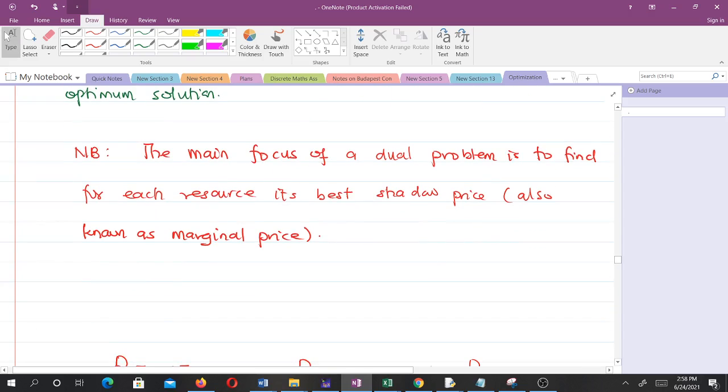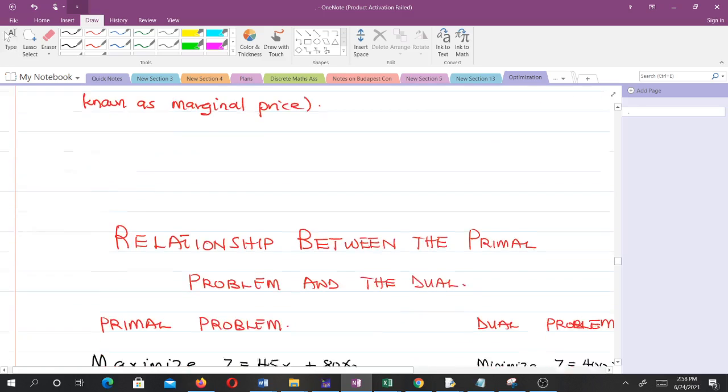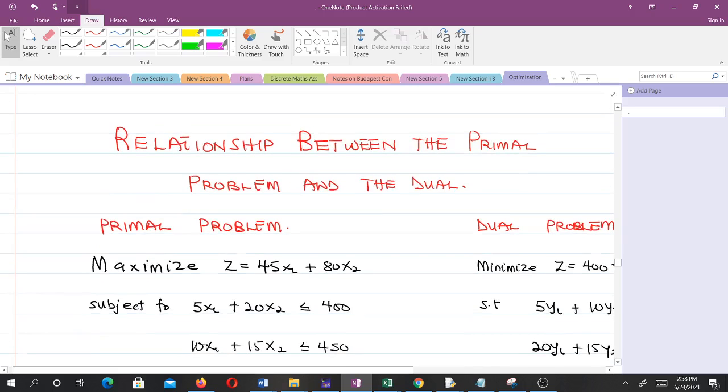So the main focus of a dual problem is to find for each resource its best shadow price, also known as marginal price. So by now you get the reason why we are doing this. Okay, so now let's talk about the relationship between the primal problem and the dual. When you have a primal problem and you solve it, and you have the final simplex tableau, how can you also get the solution for the dual, and vice versa?